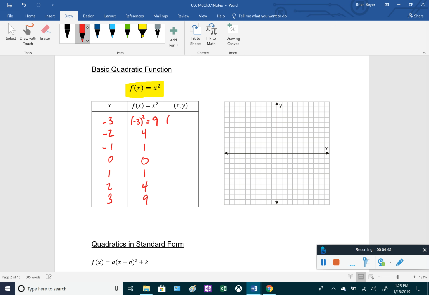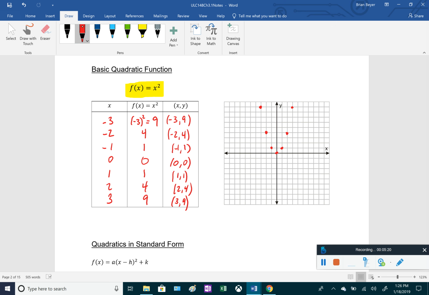So for the first one, we get the xy coordinates (negative 3, 9), (negative 2, 4), (negative 1, 1), (0, 0), (1, 1), (2, 4), and (3, 9). So let's graph this and see what it looks like. So it's going to be (negative 3, 9), (negative 2, 4), (negative 1, 1), (0, 0), (1, 1), (2, 4), and (3, 9).